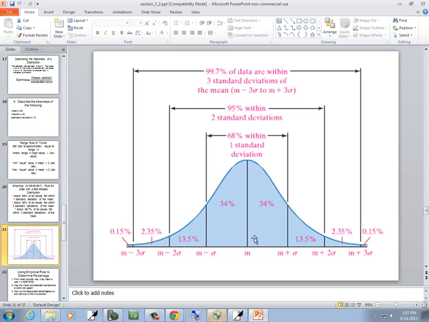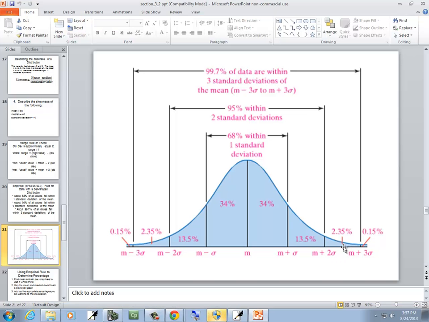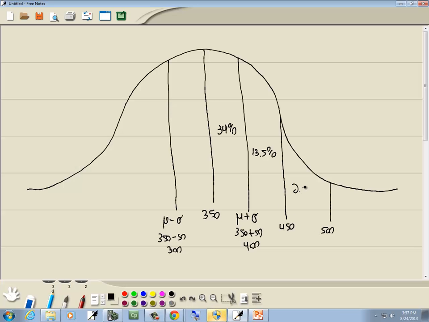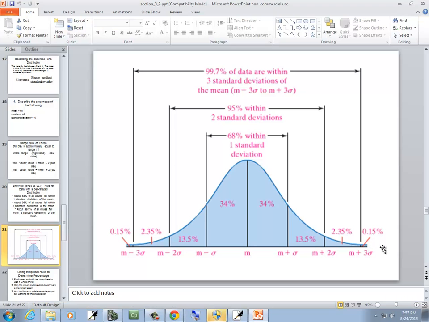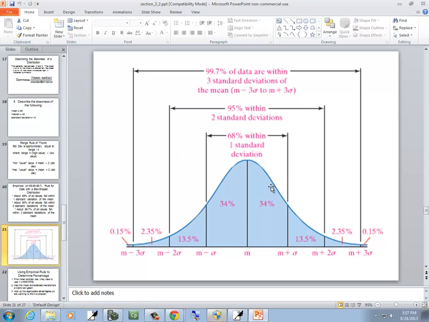Now, the reason why I brought this up, you can see a good picture. This gives you the percent breakdown in each piece. Like this piece here is 34%. So that'd be 34%. It says this piece is 13.5. So this would be 13.5%. This one is 2.35. 2.35. And then this one is 0.15. Now I haven't drawn this very well. I should go teach English. But if you look at this picture, this is what it should look like.